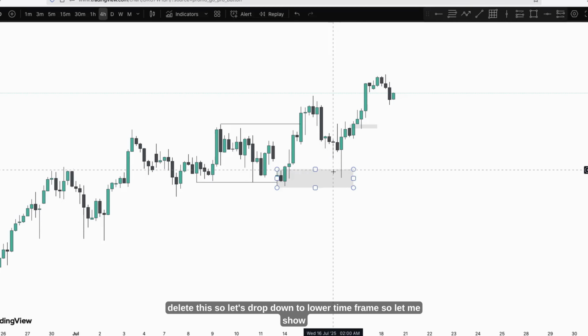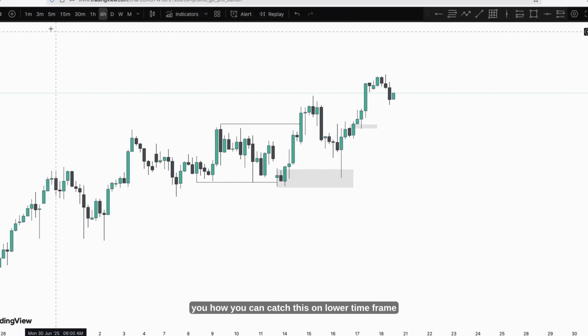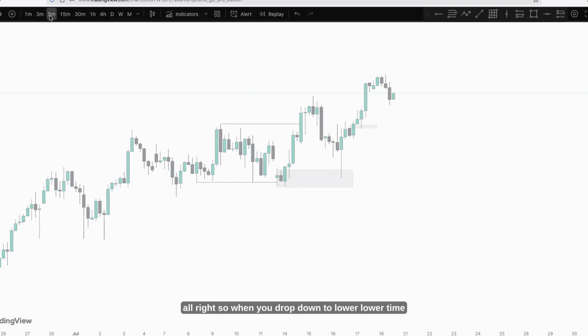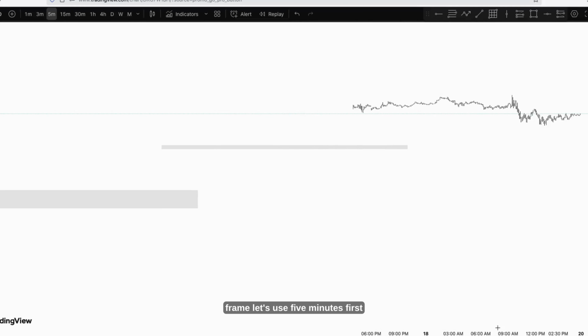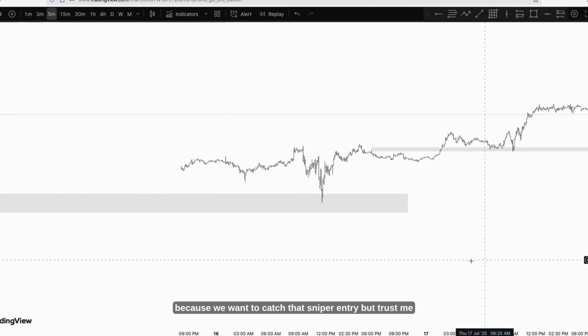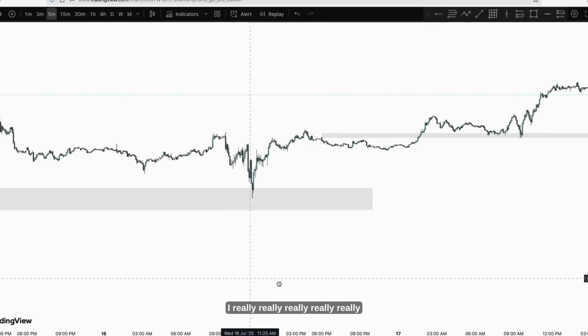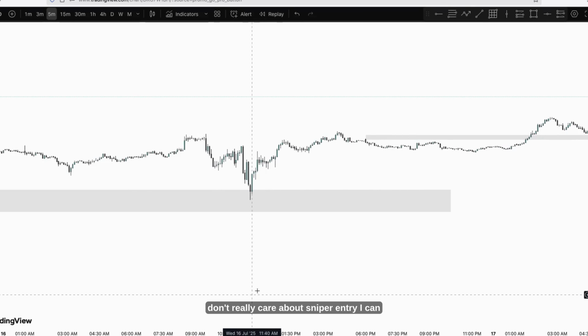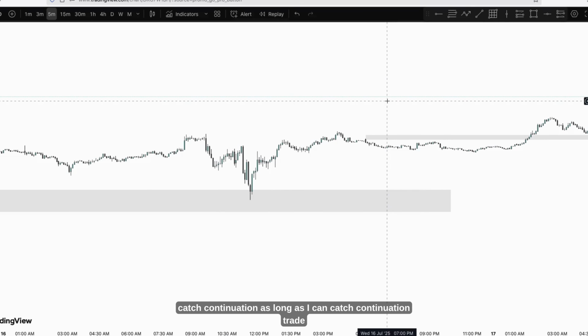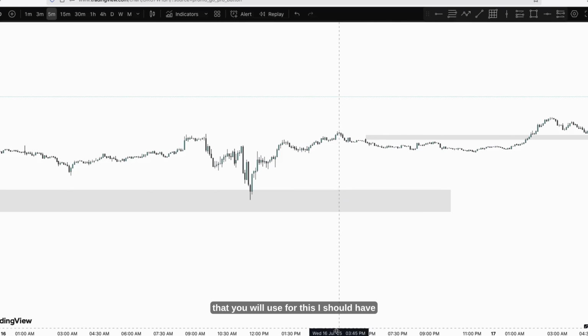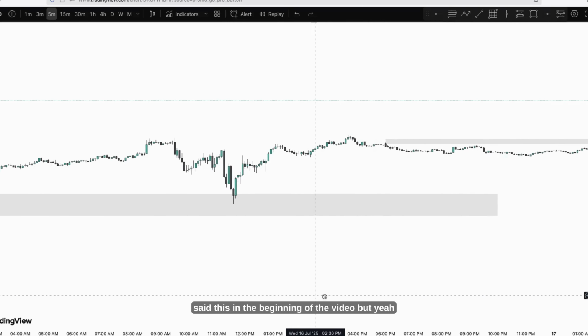So let's drop down to lower time frame. Let me show you how you can catch this on lower time frame. All right, so when you drop down to lower time frame, let's use 5 minutes first because we want to catch that sniper entry. But trust me, I don't really care about sniper entry. I can catch continuation. As long as I can catch a continuation trade, right? If I miss the sniper entry, it's cool, it's fine. That even gives me more confirmation. I will show you 3 types of entry that you will use for this trade. I didn't prepare this, that I'm going to give you 3, but I'm going to give you 3 types of entry that you will use for this. I should have said this in the beginning of the video, but yeah.